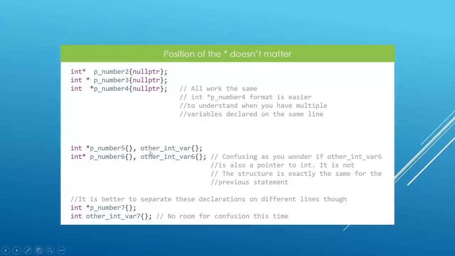Another thing I see people do, which is really confusing, is to declare your pointers on the same line and do a comma like this. This is really going to be confusing. And now I want you to guess and see what is happening here. Is int var a pointer or is it a regular int? I want you to keep this in mind.